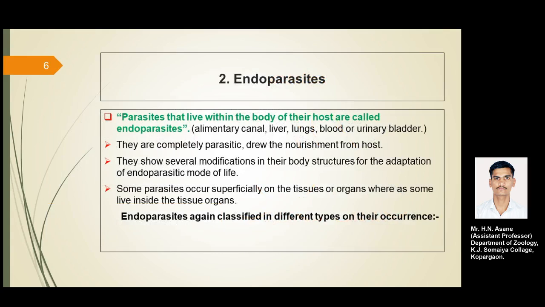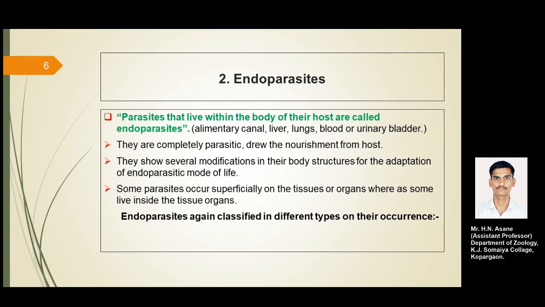So let's move towards the endoparasites. The endoparasites live within the body of their host in locations such as the alimentary canal, liver, lungs, blood, or the urinary bladder, and are known as the endoparasites. Okay, so the parasites which reside in the host body. Parasites that live within the body of their host are called endoparasites, and the locations are mentioned in the brackets: the alimentary canal, liver, lungs, blood, or the urinary bladder.